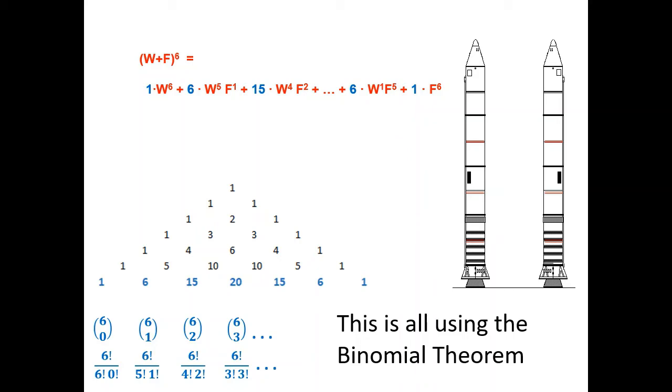And then, of course, as we're used to, the W starts with an exponent of 6 here, and then the next one has a 5, and then a 4, and so on, and that decreases. At the same time, F starts with a 0 in the first term, so we didn't include it. F has an exponent of 1 in the second, 2 in the third, and so on. And so the last term has an exponent of 6. So we know we have 7 terms.